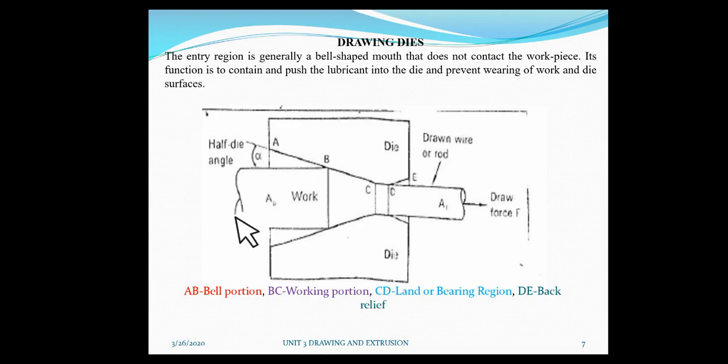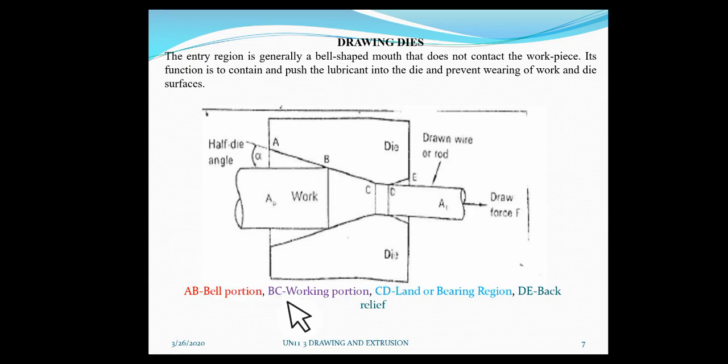Already you know the function of the die, and the function of the lubricant is to reduce the wear. Clear? And also the temperature and the heat during the process. So this one we call the AB portion. You can write AB is nothing but the bell portion. It is the entrance of the die. The shape of the portion we call a bell shape. The bell shape causes the hydrostatic pressure, and it takes the lubricant along with the workpiece material to reduce the wear, temperature and the heat during the drawing process.